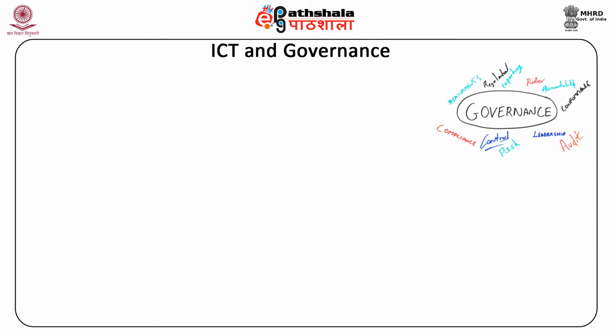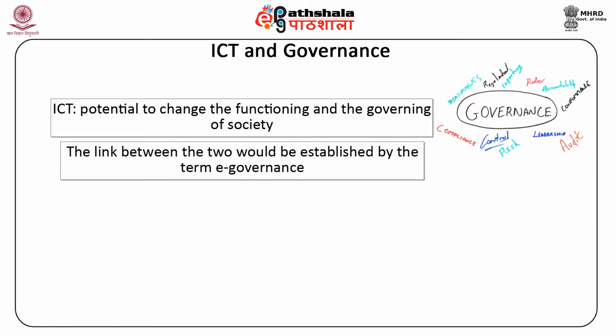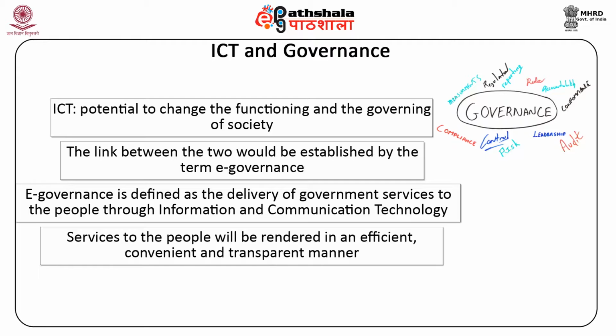Information and communication technology has the potential to change the functioning and the governing of society. The link between the two would be established by the term e-governance. To analyze the impact of ICT on governance, let us first understand what e-governance is. E-governance is defined as the delivery of government services to the people through information and communication technology. With the help of ICT, services to the people will be rendered in an efficient, convenient, and transparent manner.